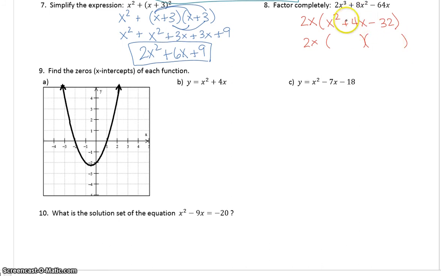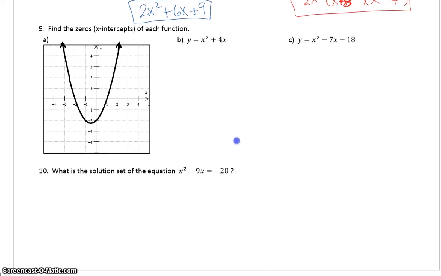I want two numbers that add to be 4 and multiply to be negative 32. So what multiplies to be 32? 1 and 32, 2 and 16, 4 and 8. The only possible answer would be 4 and 8. So we're going to have x plus 4, x plus 8 and x minus 4, because 8 plus negative 4 gives you 4, and 8 times negative 4 gives you negative 32. That is factored completely.